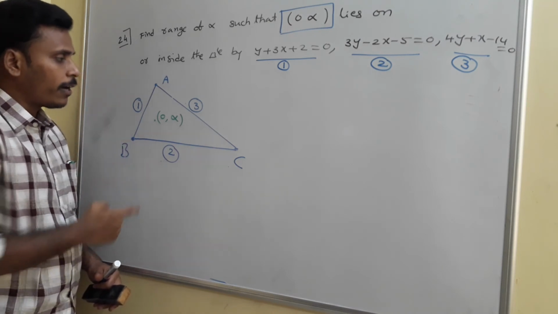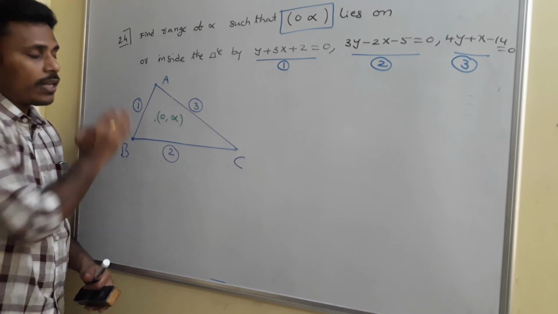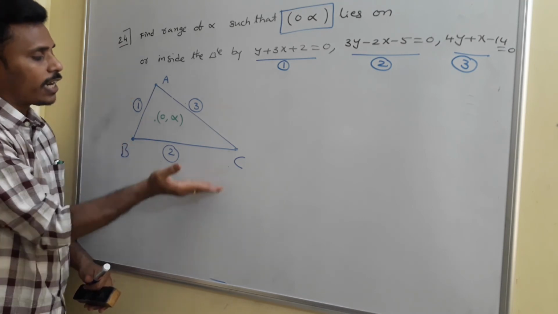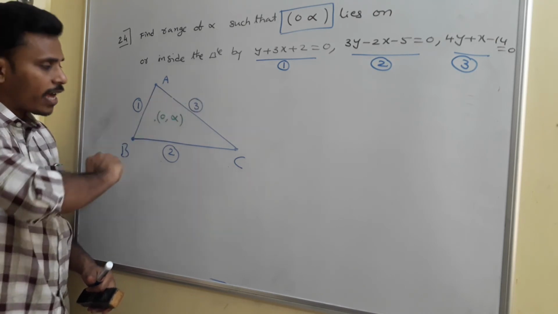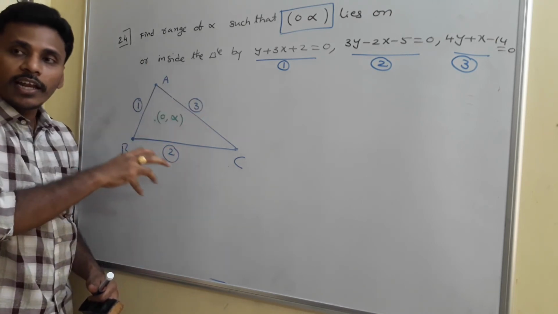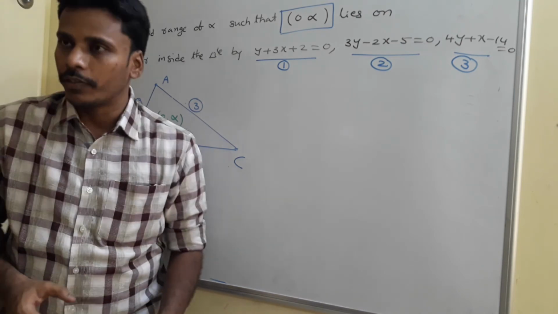And the second statement, C and (0, alpha) are on the same side of AB, which tells us that (0, alpha) is on this side of AB. And in this direction you will get that (0, alpha) is in this direction of AC. From all the directions, if you look, then (0, alpha) must be restricted in the triangle ABC.